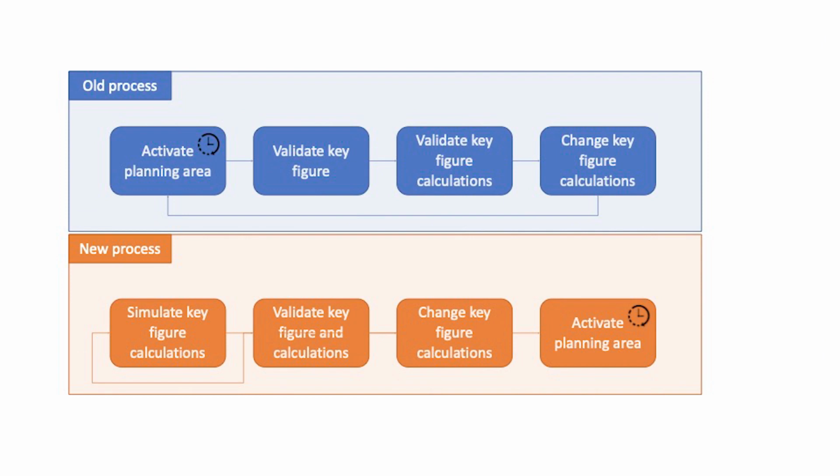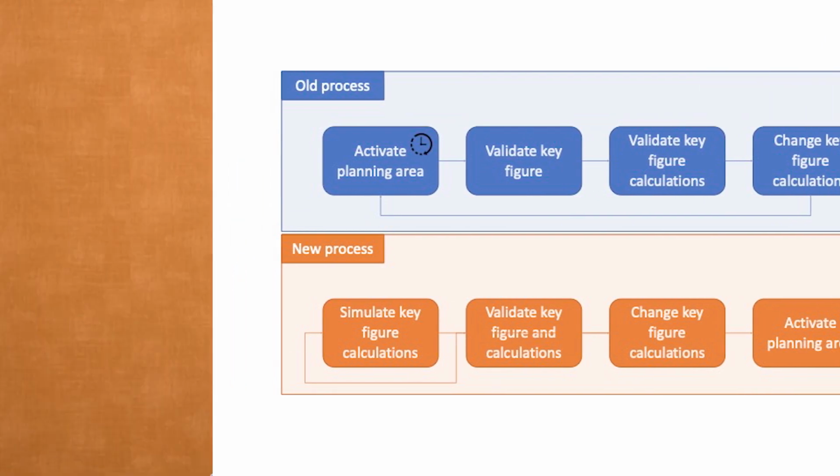Previously, the only way to review the results was to reactivate the planning area. When reviewing complex calculations, iteratively reactivating the planning area quickly becomes a time-consuming process. The new Simulate Key Figure Calculations app allows you to speed up the configuration without having to reactivate the planning area. The app uses simulation to show the results without activating. Let's see how this works in IBP Fiori.